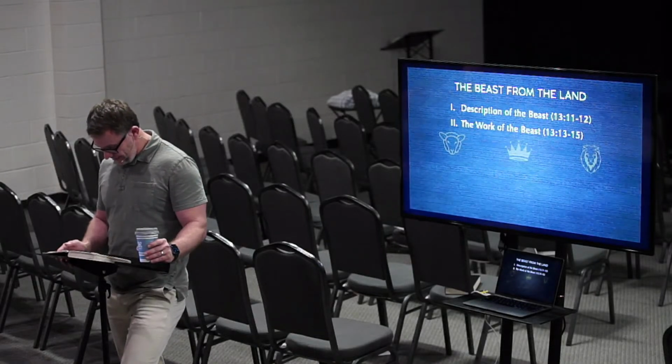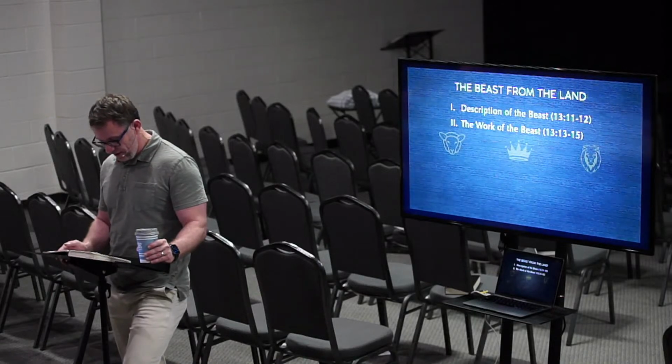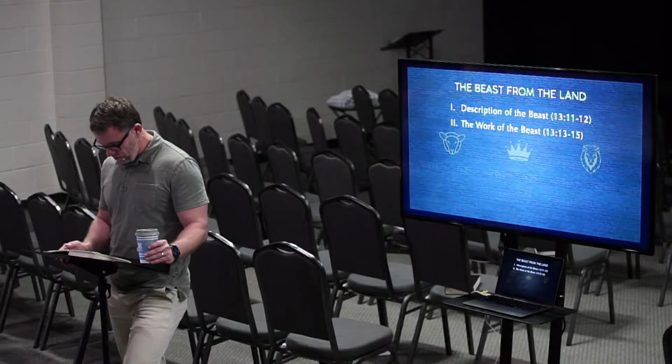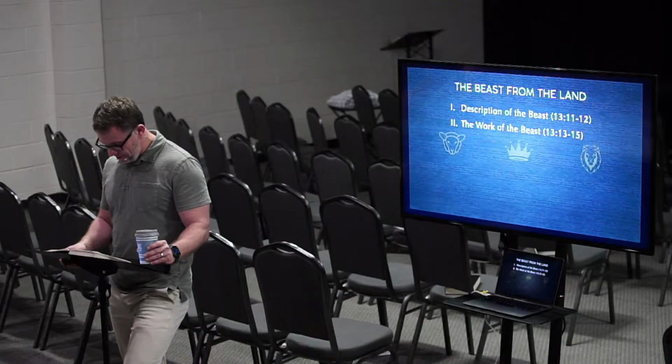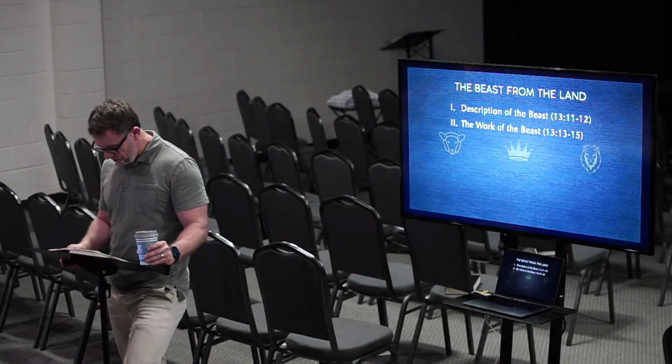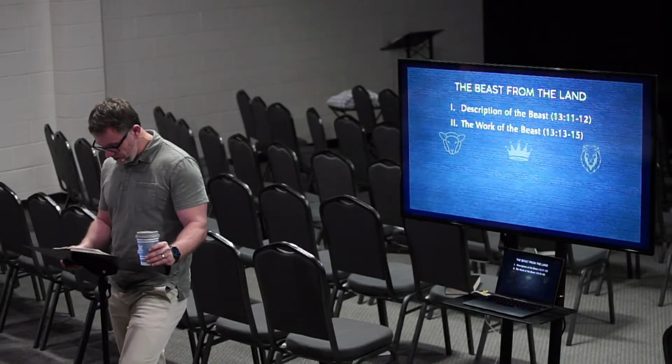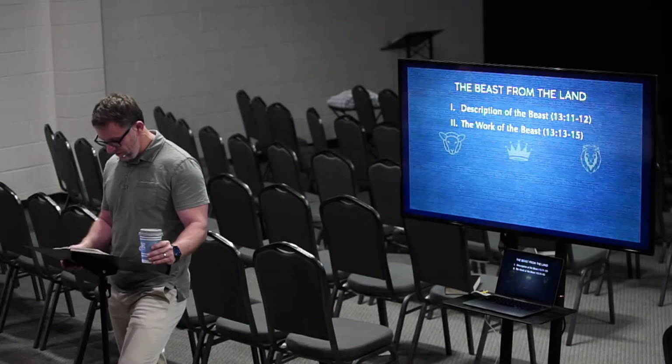And by the signs that it is allowed to work in the presence of the beast, it deceives those who dwell on the earth, telling them to make an image for the beast that was wounded by the sword and yet lived. And it was allowed to give breath to the image of the beast, so that the image of the beast might even speak and might cause those who would not worship the image of the beast to be slain. Also, it causes all, both small and great, both rich and poor, both slave and free, to be marked on the right hand or the forehead.